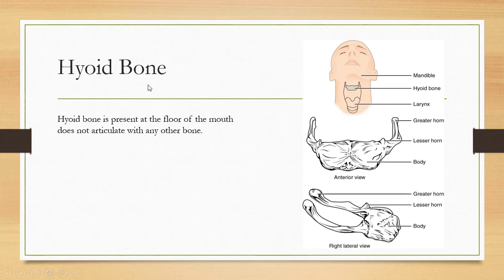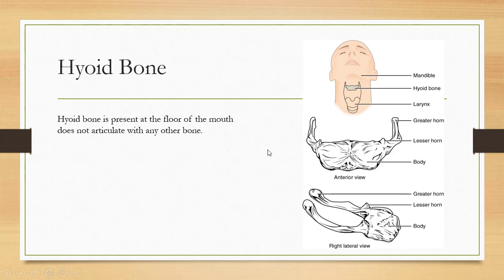Now we will look at the hyoid bone. So the hyoid bone is present at the floor of the mouth and does not articulate with any other bone, meaning it does not interact or join with any other bone. So as you can see in this diagram here, this is the hyoid bone that is present in the floor of the mouth, and it looks like a U-shaped bone, with a greater horn, lesser horn, and a body.